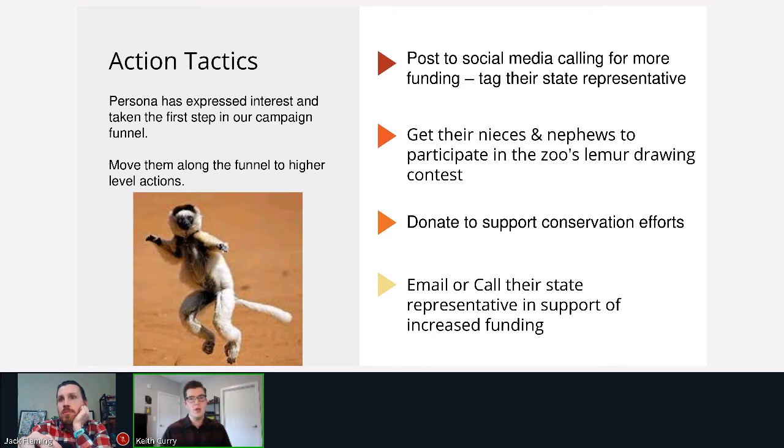So signing up, maybe liking a Facebook post, leaving a comment, retweeting, not the heavy lifting that you're asking the advocate to do. And then you work your way through the funnel to really high level engagements, such as, we'll get into it, emailing or calling their state representative in support of increased funding. So you really want to work them through the funnel.